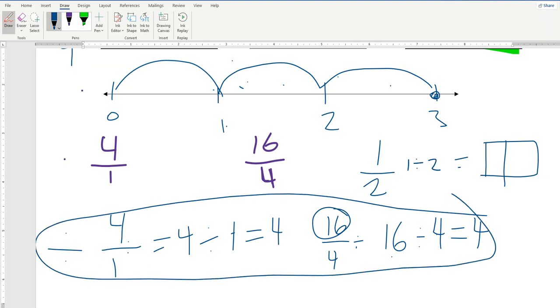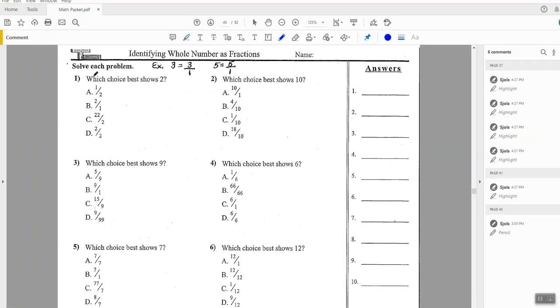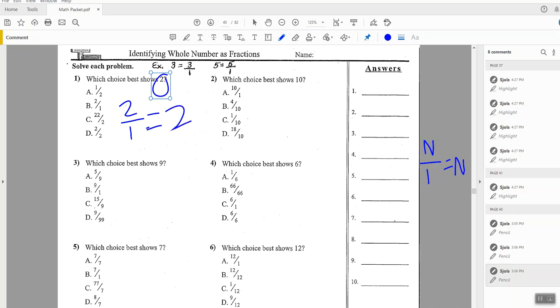In this case, I think we should look at your math work to get some more practice. So solve each problem and it gives you an example here. It wants to know which one best shows 2. What this page is trying to get you to understand is that anything over 1 is just the numerator. So a numerator over 1 is just going to equal the numerator. All right, so which one best shows 2? We're looking for 2 over 1 because that's going to give us 2.